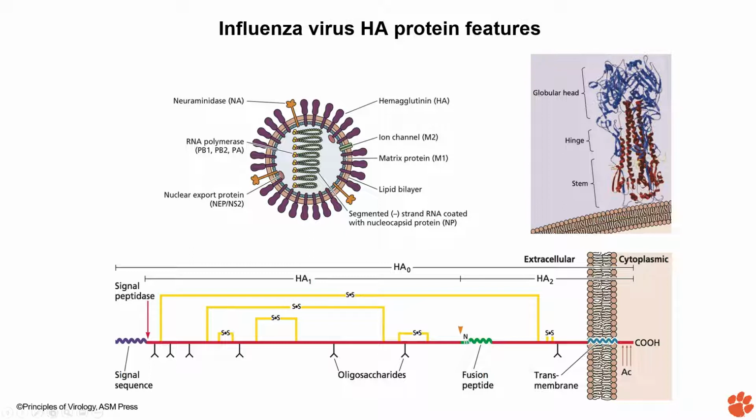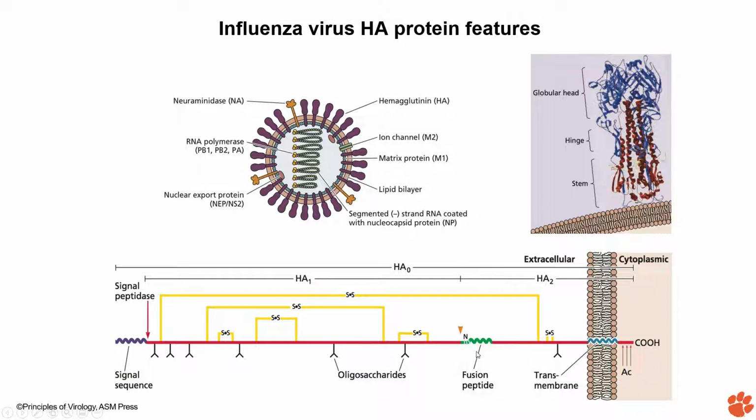So we're looking at some of the features of this HA protein, which is the membrane protein. The HA protein is synthesized as HA0. This is the membrane-bound protein, all together HA0. You have the signal sequence, which is chopped off by the signal peptidase. Always a quiz question: which enzyme cleaves the signal sequence? Signal peptidase. This is not present in the mature protein.